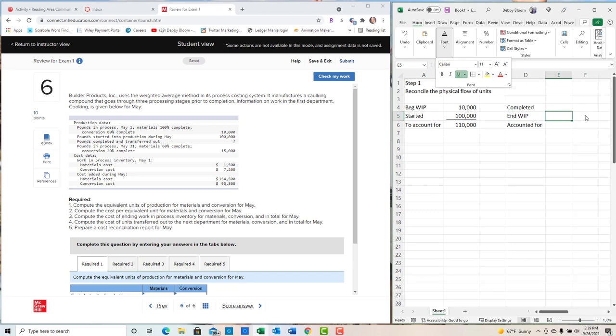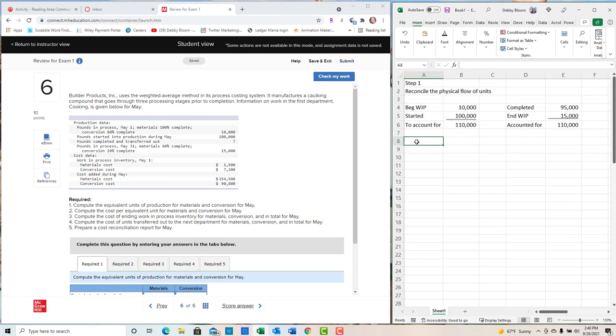We are given our ending work in process, which is 15,000. We don't know the units completed, but we do know it has to add to 110,000. So I'm finding the number that adds to 15,000 to equal 110,000. I believe that is 95,000. So 95,000 plus 15,000 equals 110,000. It looks like I'm in good shape, and I have completed my first step, reconcile the physical flow of units.